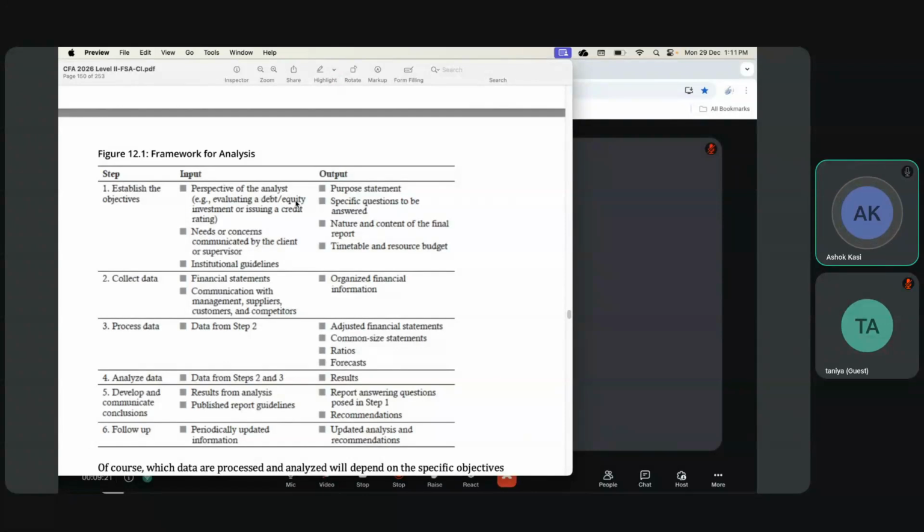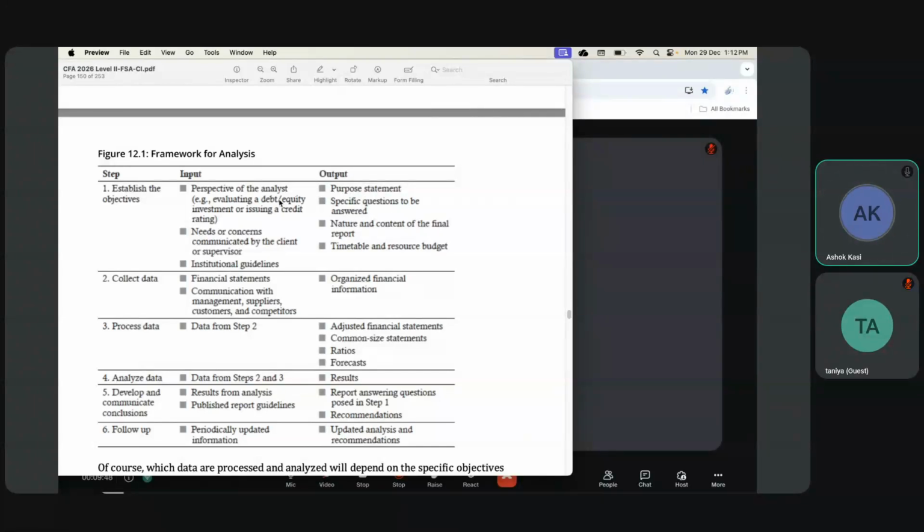So what is your intention? Do you want to analyze the debt equity ratio, or return on equity, or capex investments? What do you want to analyze? Needs or concerns communicated by the client or supervisor, institutional guidelines. This will set the base for what you want to do. Then the output: purpose statement, specific questions to be answered.